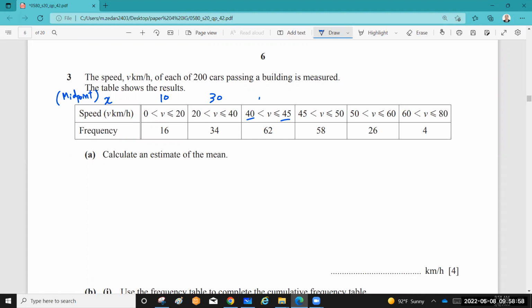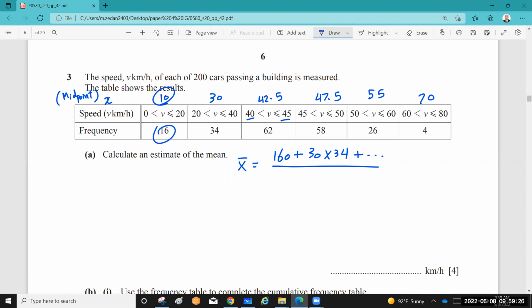You will get 42.5, 47.5. 50 plus 60 over 2 is 55. 60, 80, the midpoint is 70. So the mean X bar for these 200 cars is simply to multiply each frequency by each X. You understand? So 160 plus 30 times 34 plus all classes, just use the calculator until the last class, which is frequency 4 times the midpoint of it, 70.